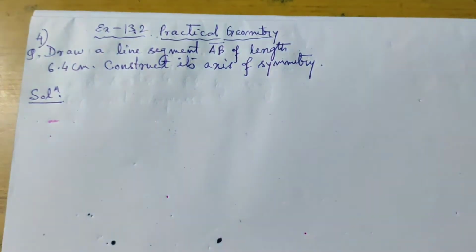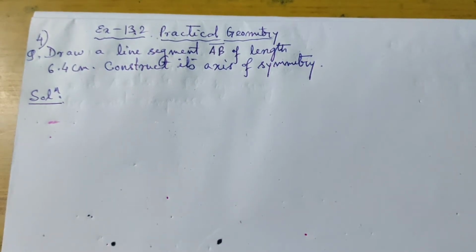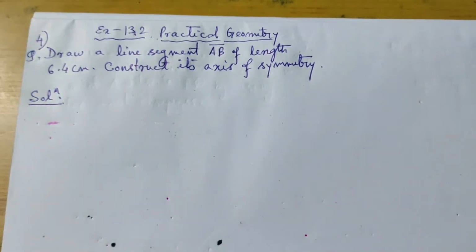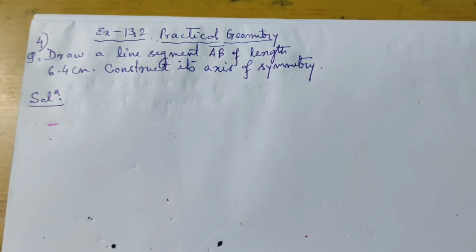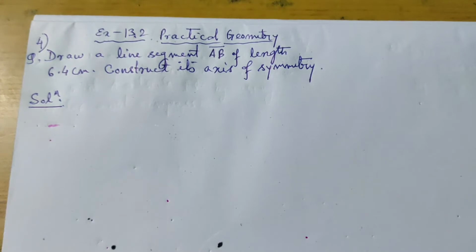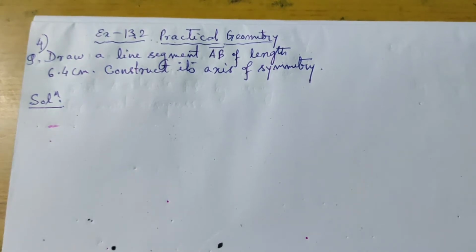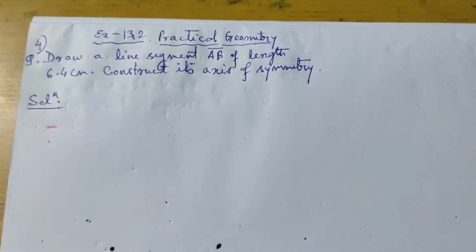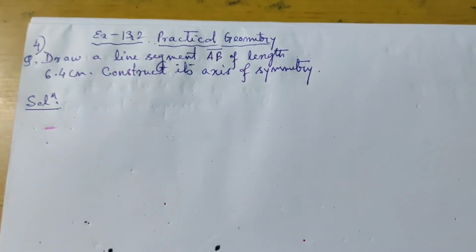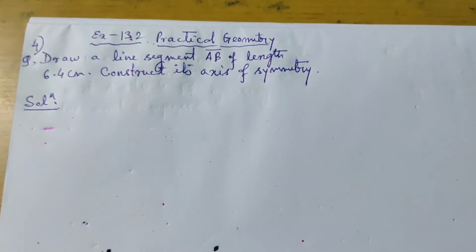First, the question is given. First, we will construct a line segment 6.4 cm and then we will construct its axis of symmetry. Now here in this context, the axis of symmetry means nothing but the perpendicular bisector of AB. So what we have to do first? First, we will draw a line segment AB of length 6.4 cm. Then on the line segment we will draw a perpendicular bisector, which will be the axis of symmetry. Okay, so let's start without wasting our time.